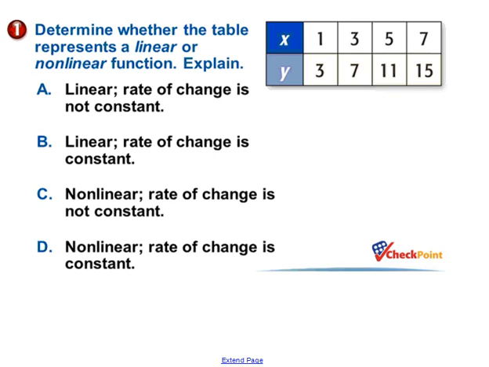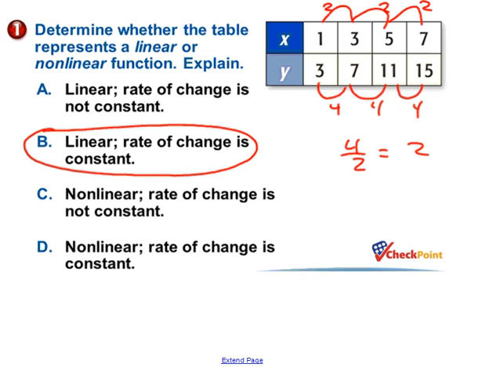Determine whether the table represents a linear or nonlinear function. Explain. The change in x is 2 units, 2 units, 2 units. The change in y is 4, 4, 4. So 4 over 2 would be my rate of change, or 2, a constant rate of change, so it is linear, and it's letter B.